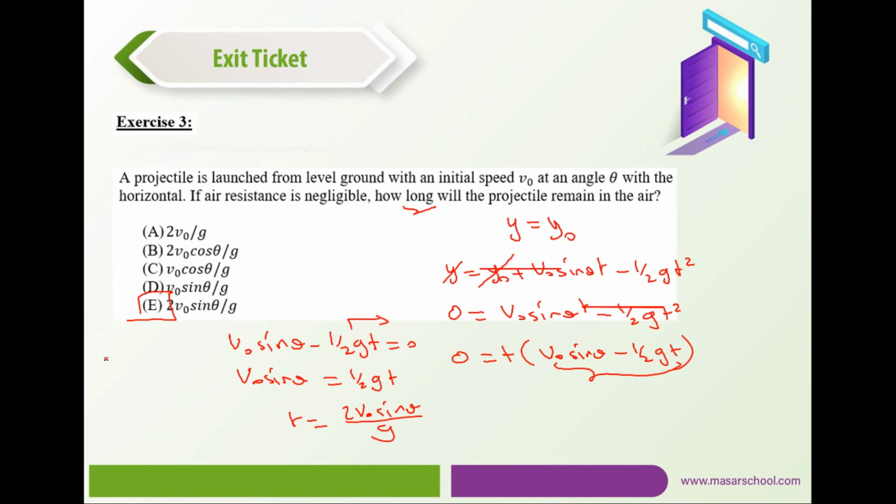It is important that you acquire both skills. Try to remember the explicit expression of such quantities like time of flight and the range, and in case you forgot, try to remember how we derived such expressions.